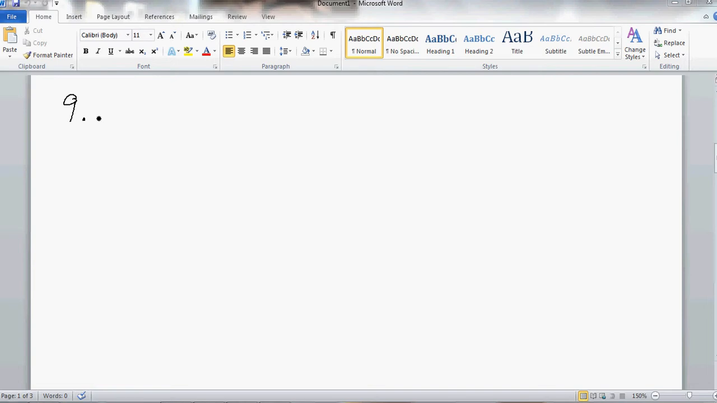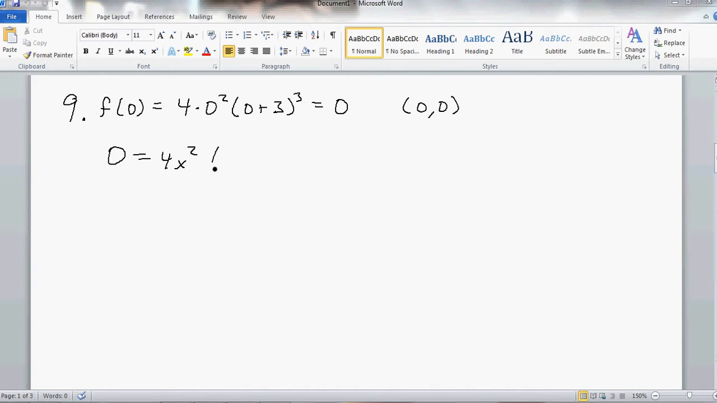Example 9, I'm going to take the easy one first, f of 0. F of 0 would be 4 times 0 squared times 0 plus 3, the quantity cubed, which is all equal to 0. So 0, 0 is one of the intercepts. Then what we need to do is let 0 equal 4x squared times x plus 3, the quantity cubed.